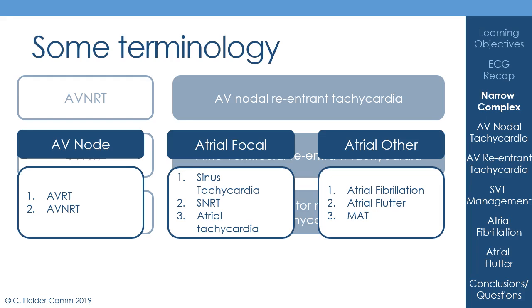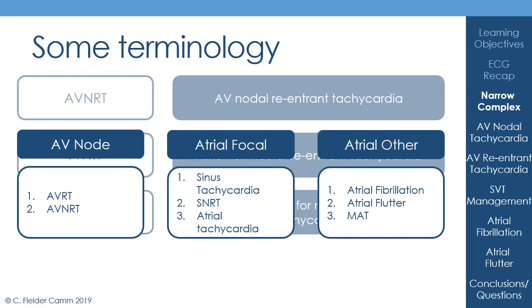You've then got some atrial focal arrhythmias that I'm not going to talk about in huge detail in this lecture. They're things like sinus tachycardia, which normally essentially represents that the heart is appropriately beating quickly to meet the metabolic demands of the body.